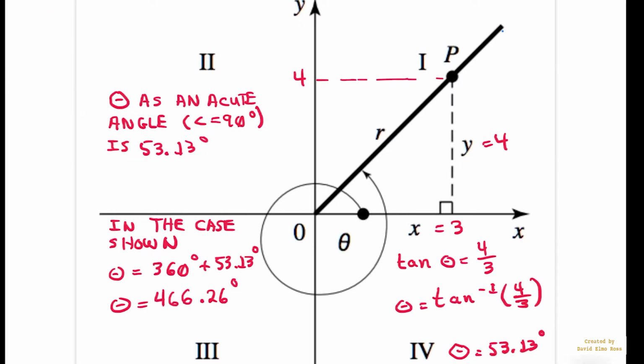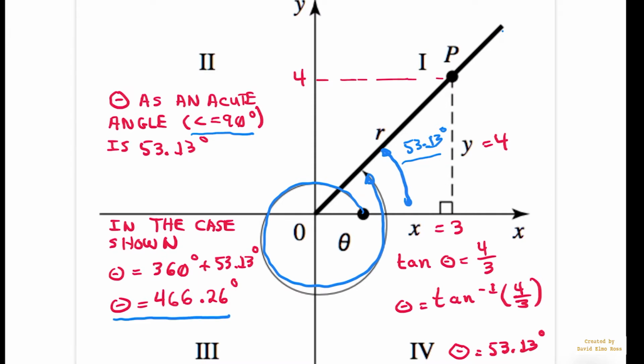In this diagram, we can see that x is equal to 3, y is equal to 4, and the angle from here to here can be worked out quite easily. So tan of theta is 4 over 3, so theta is 53.13 degrees. 53.13 degrees is an acute angle because it is less than 90 degrees. However, as you can see here, our theta goes all the way around, which is 360 degrees, plus 53.13 degrees. Our actual angle theta is 466.26 degrees because we've gone through one complete revolution plus 53.13 degrees.